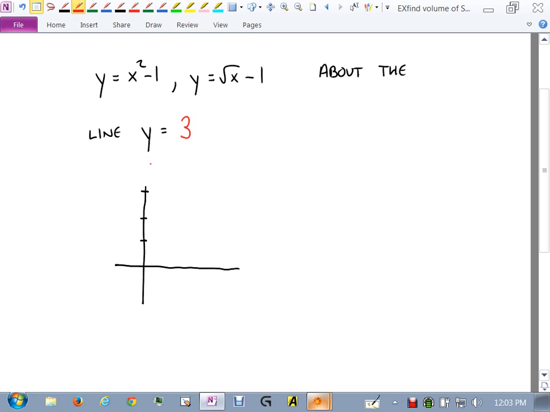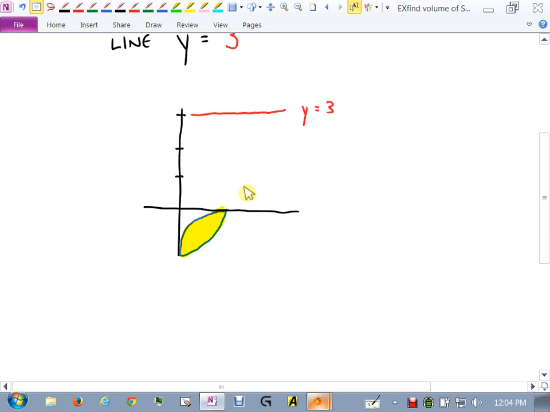Let me draw it all out first. Here's my axis of rotation, y equals 3 up here. My new region looks like this. Is it okay if I just draw the region and not the functions? Let me label them, though. The bottom one here was x squared minus 1, and the top one was square root of x minus 1. And I'm going to put my rectangle in here now.